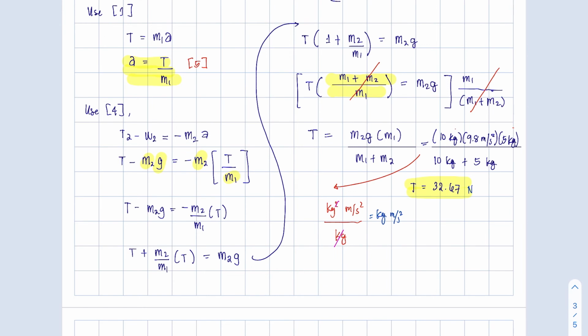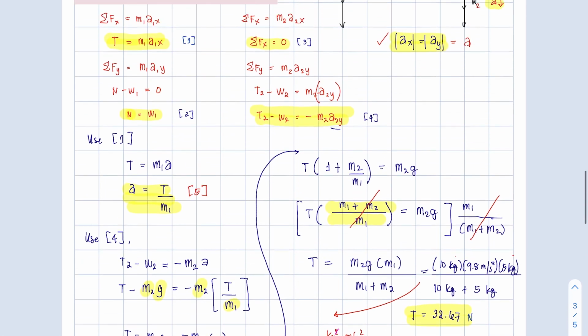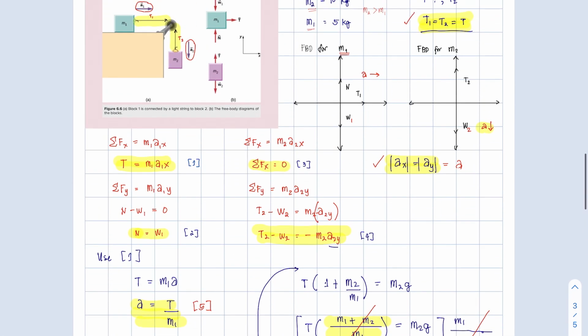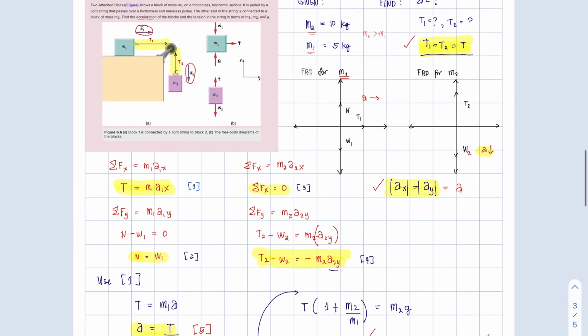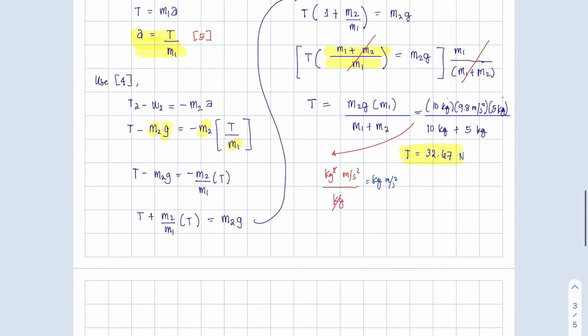So 32.67 newtons for your tension. And as I've said, this is the same tension for string 1, 32.67 newtons, and the tension for string 2 is also 32.67 newtons.